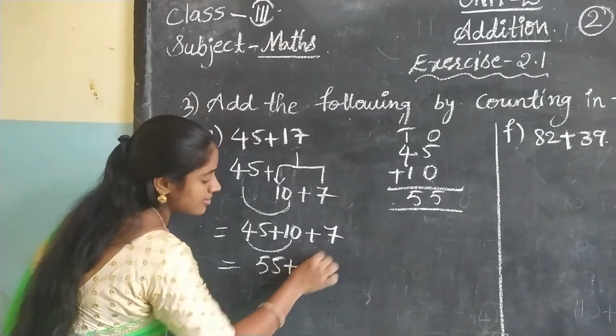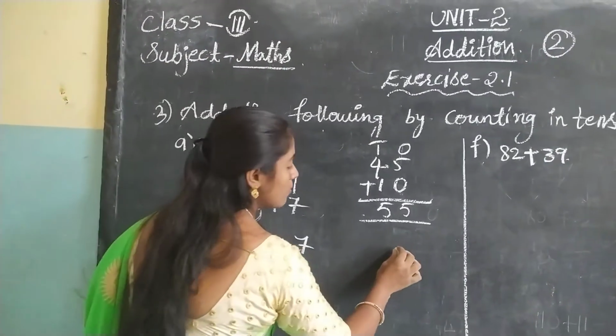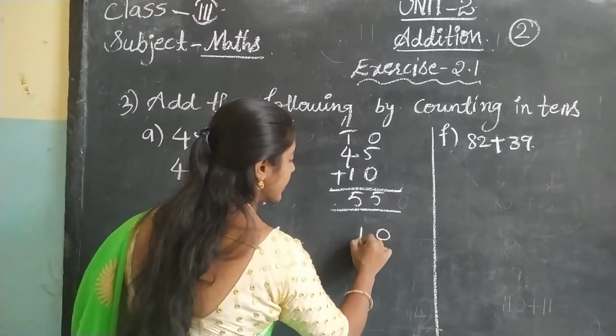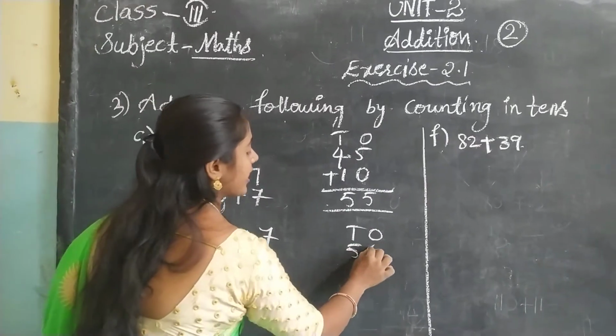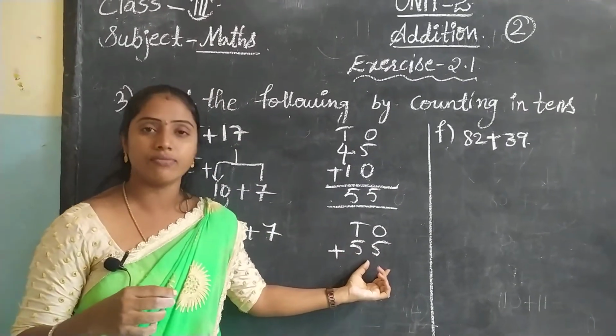Next plus as it is 7 you should write. Now you have to add 55 plus 7. How much? This also you have to arrange column wise. Ones and tens. Here 55. And 7 is a single digit. So you should write in ones place.